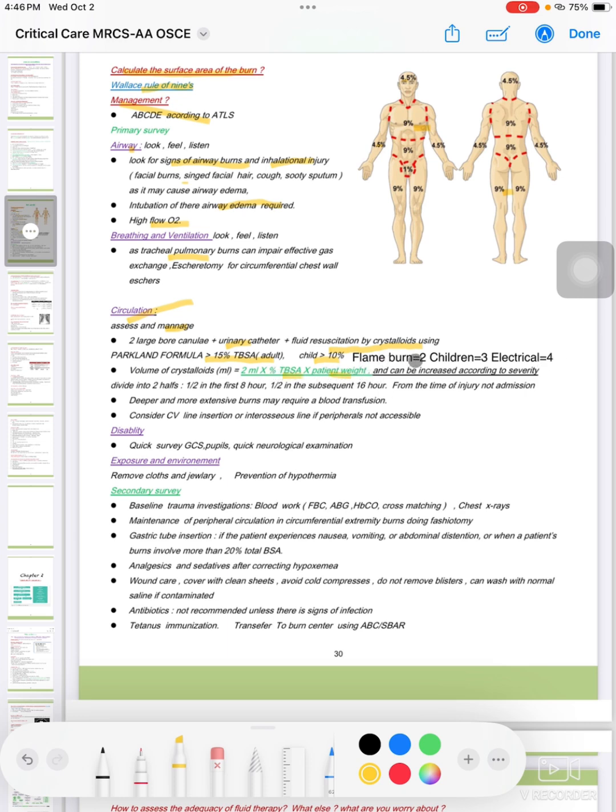In case of flame burns, it would be 2 ml, and in case of children it would be 3, and in case of electrical burns, here we have 4 ml. Okay. Now in case of deep and more extensive burns, they may require blood transfusions, and consider a central venous line insertion if not essential. In case of disability, you would look for Glasgow scale and pupils and a quick neurological examination. For exposure and environment, remove the clothes, and prevent hypothermia.